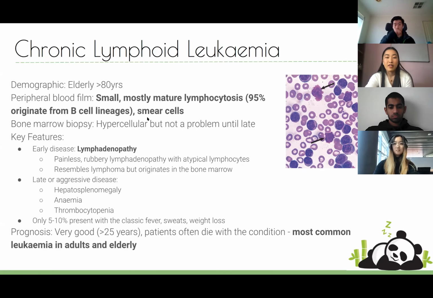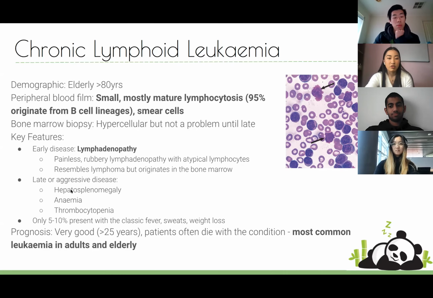And then the other one that's a buzzword is smear cells. These cells are a bit fragile and they get damaged when you're doing the blood film. Bone marrow biopsy might be slightly hypercellular, but it's not usually a problem. And then the key feature is actually lymphadenopathy. So this is one of those ones where it's kind of contentious. It's called a leukemia, but it actually gives more lymphoma type symptoms because you get lymphadenopathy with it.